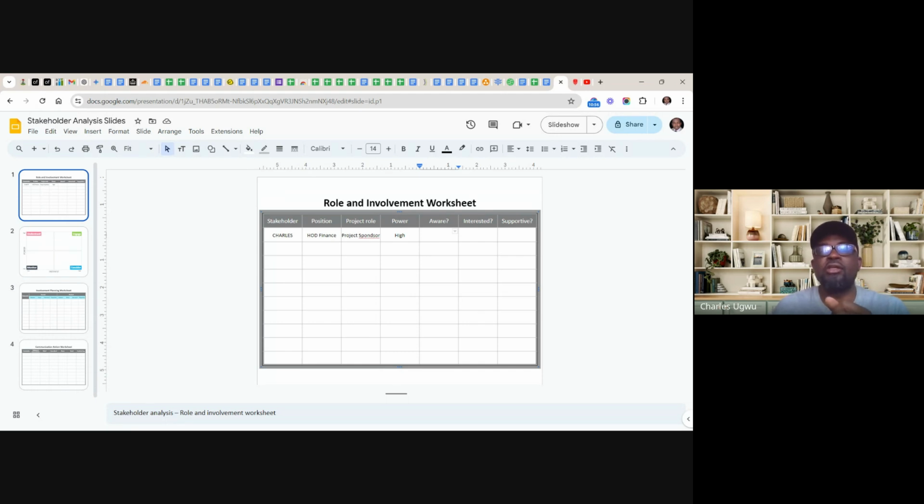So this is how we are going to capture all the stakeholders, even the project team members, everybody. You capture them by their name, by their position in the organization, and by their project role. So you have to understand position in the organization is different from project role. From this, you can see that.